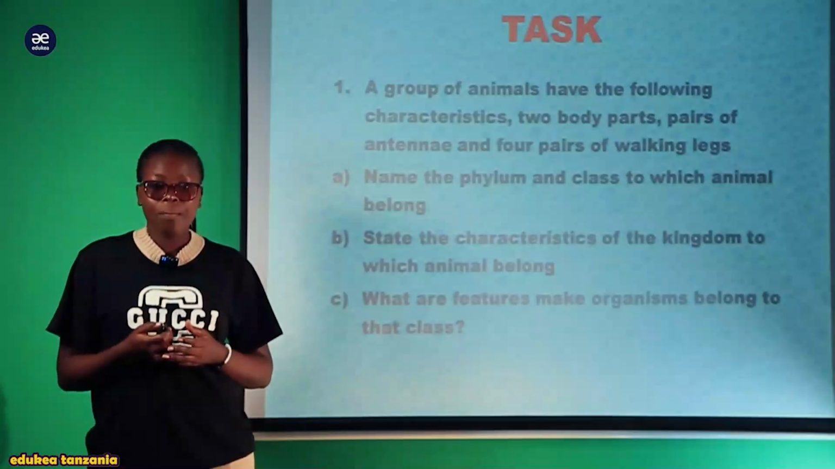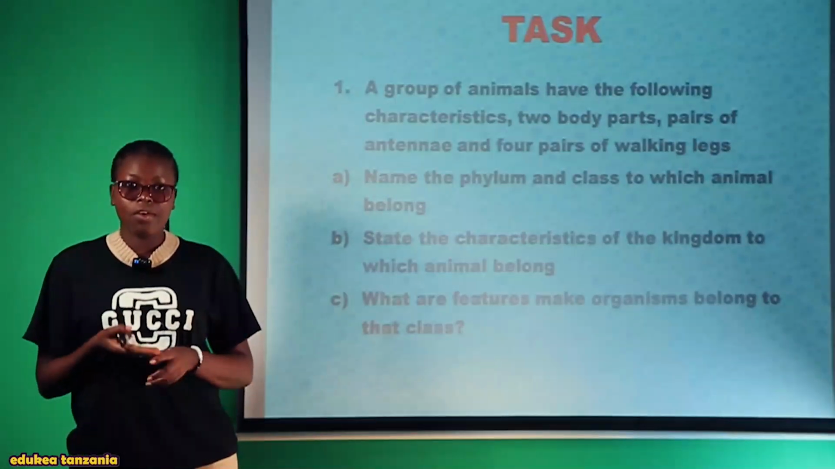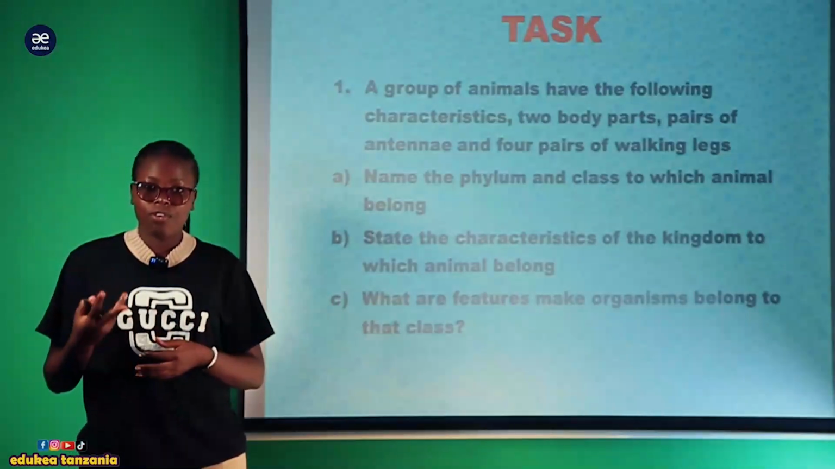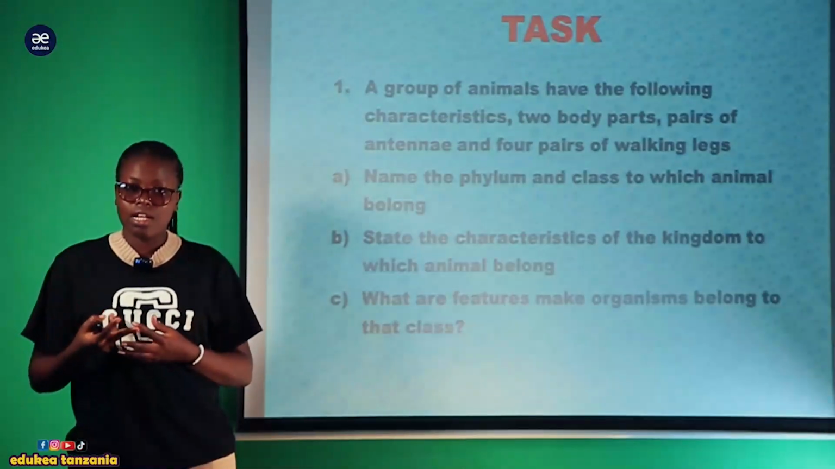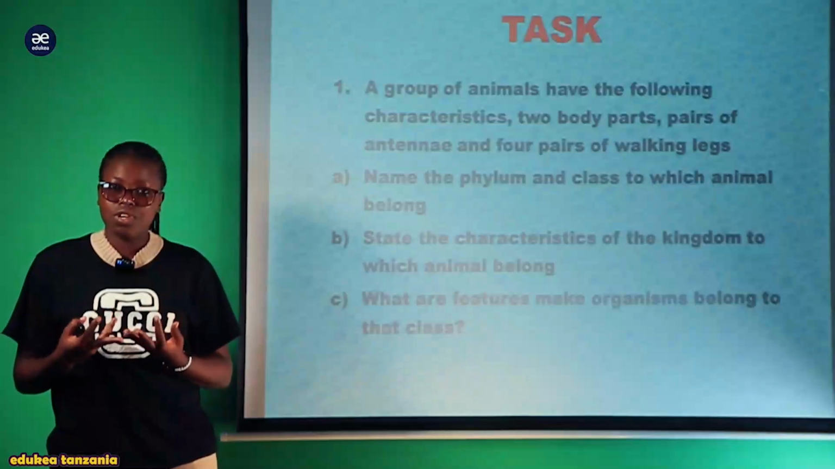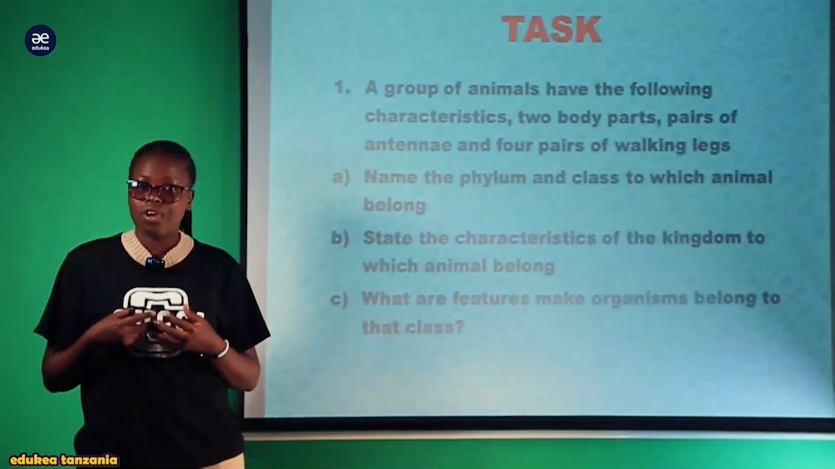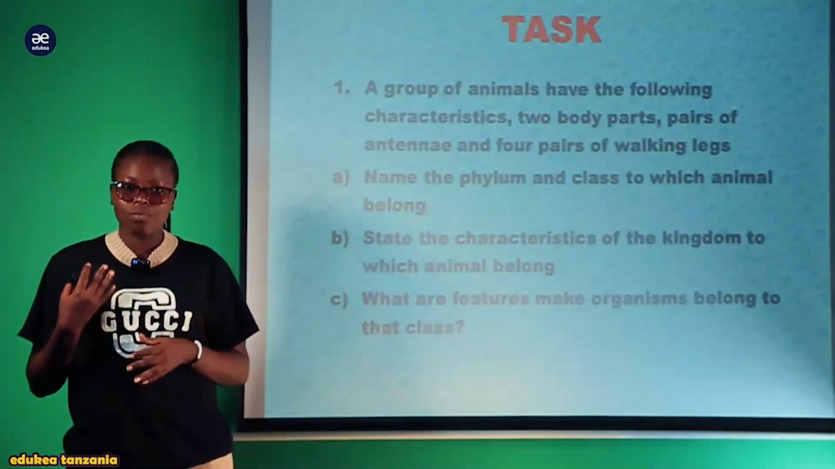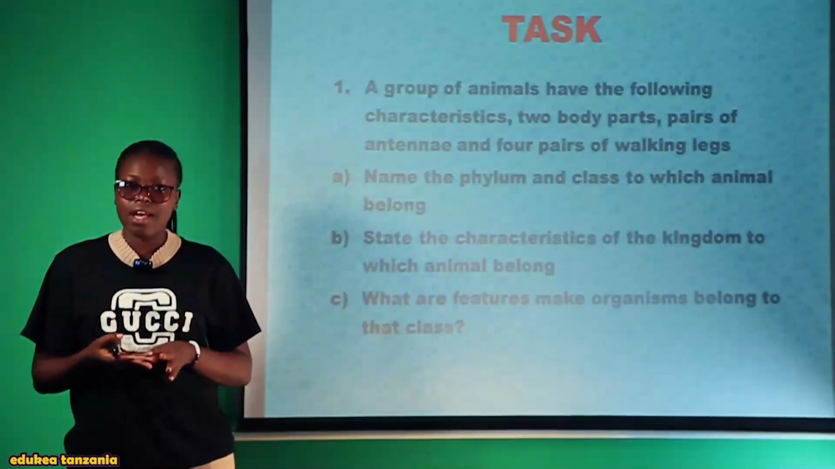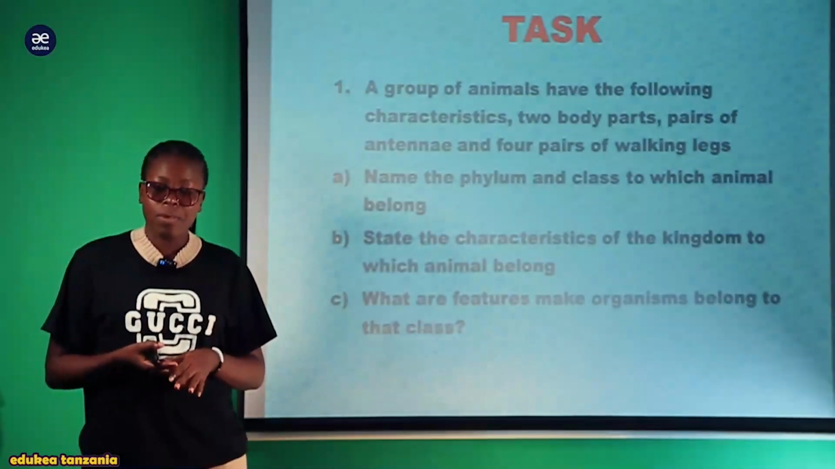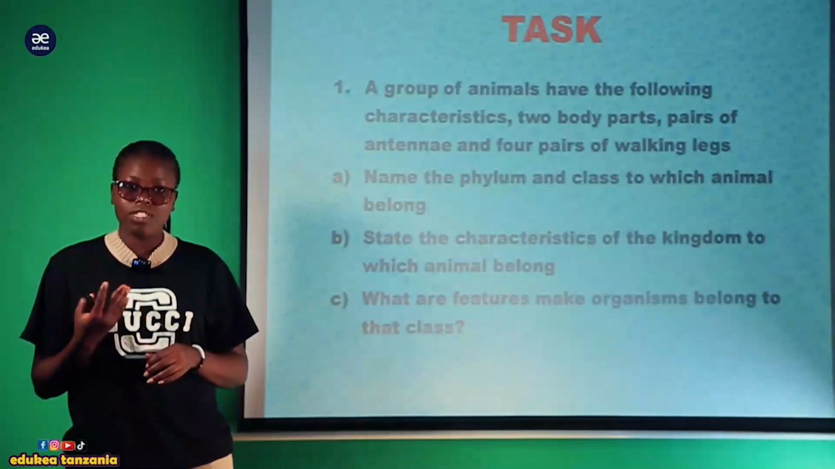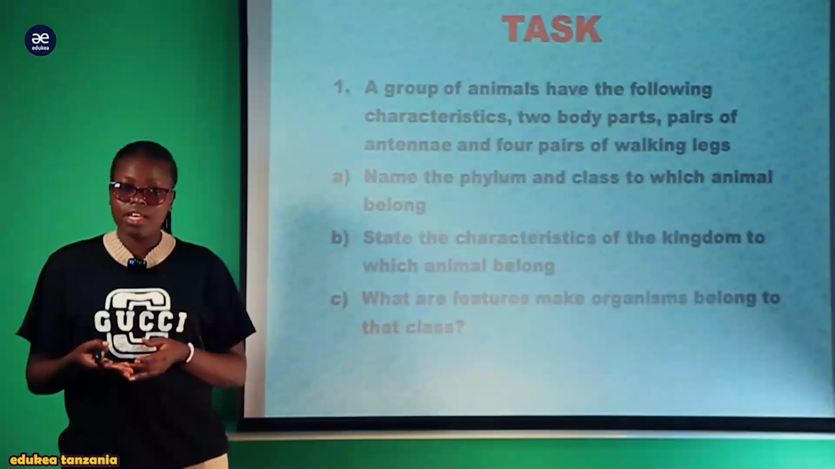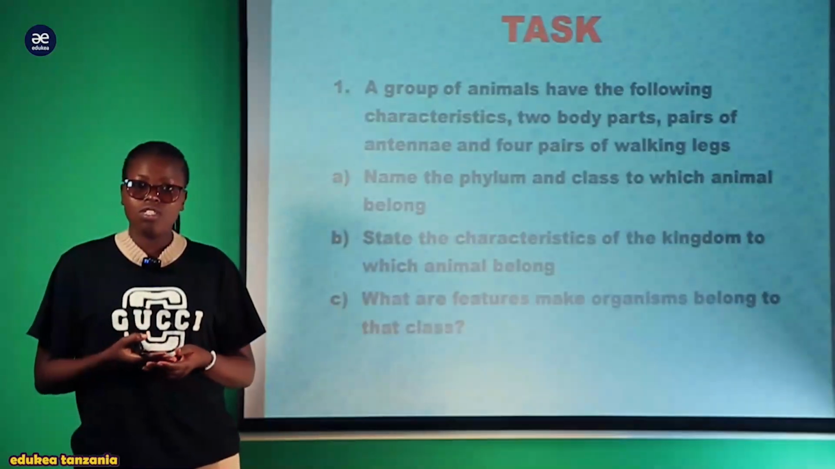Now my lovely Form 4 students, I hope now you are aware of the class Crustacea, where we have discussed in detail their distinctive features and their general characteristics. We have already seen the structure of the crab as one of the representative members of the class Crustacea. Also, we have seen the economic importance, the advantages and the negative effects of this particular class. Now, I would like to provide you this simple task.